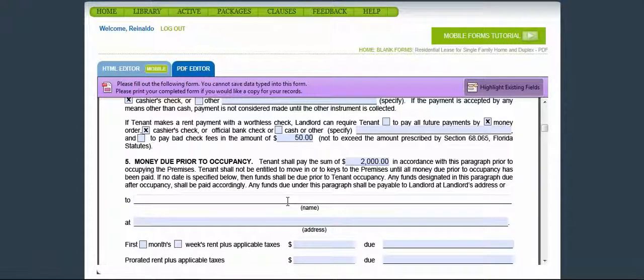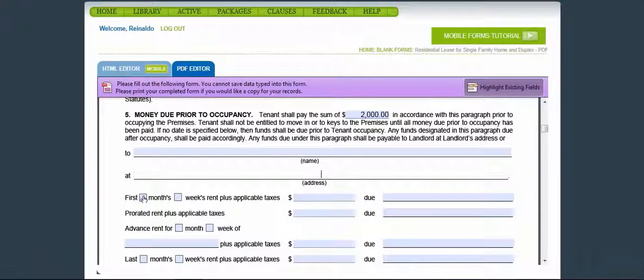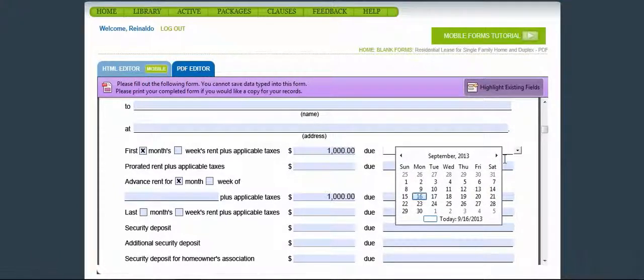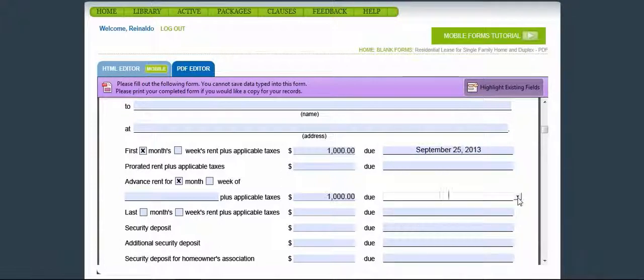And you're going to make it to the name of the owner at the address. So this is going to be for the first month, and this is probably going to be the advance month. So it's going to be $1,000 made out to the owner, another $1,000 made out to the owner also, and this is going to be due, let's say it's October 1st, but we're going to go September 25th, right before it starts. Then over here, if it's the last month, you're probably going to put September 2014 on this space over here.